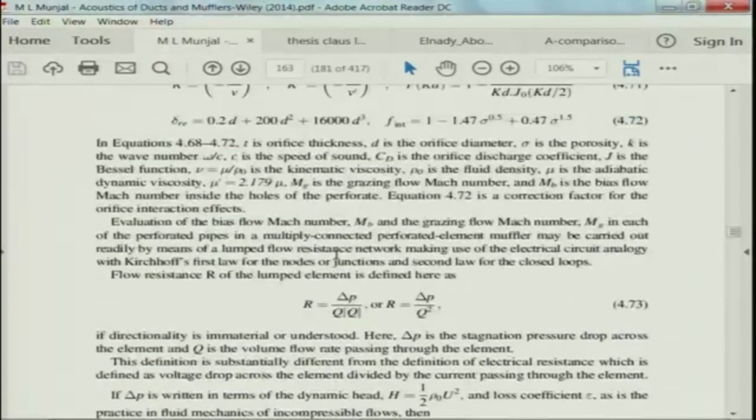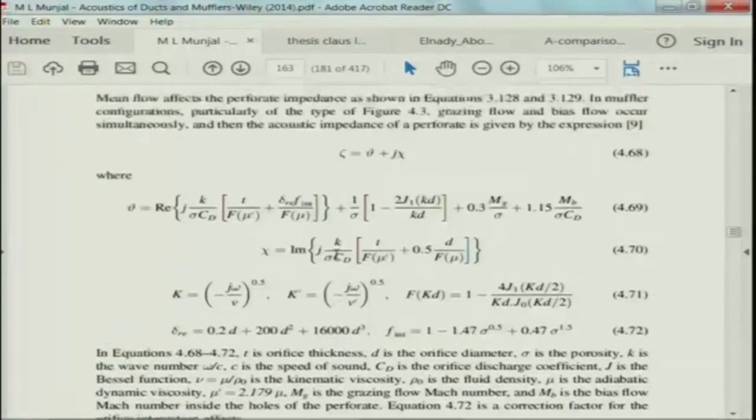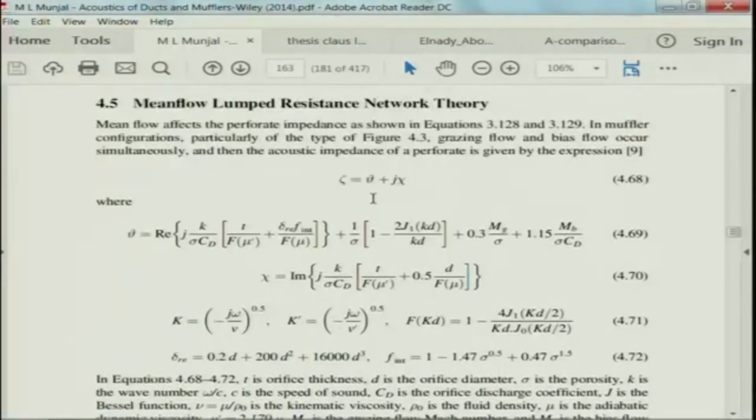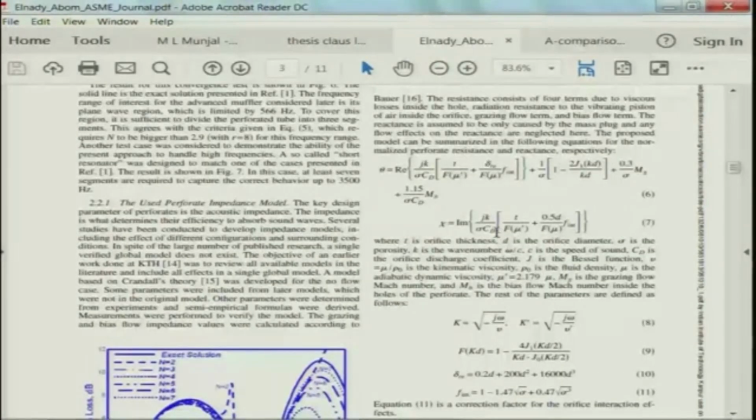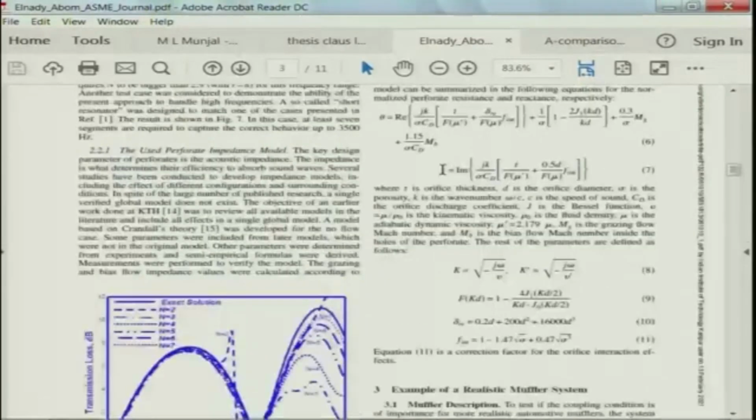So, what is sigma? How do you determine porosity? Let us also talk about the different symbols here. CD is the coefficient of discharge, K is as usual the wave number, K or K naught, forcing frequency, and C is the sound speed, and nu is mu by rho naught, the kinematic viscosity, and nu dash is 2.17 times mu. So, there are a number of things here. We just talked about this sigma, which is the porosity. How do you define porosity?